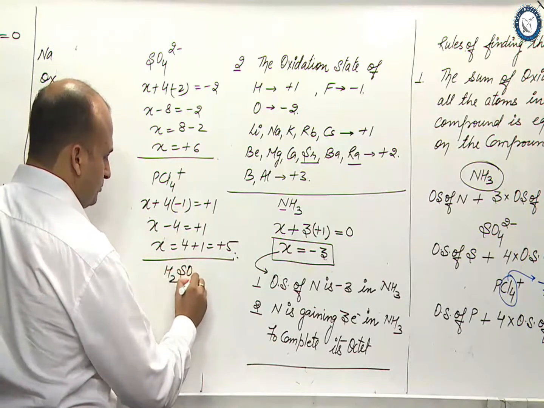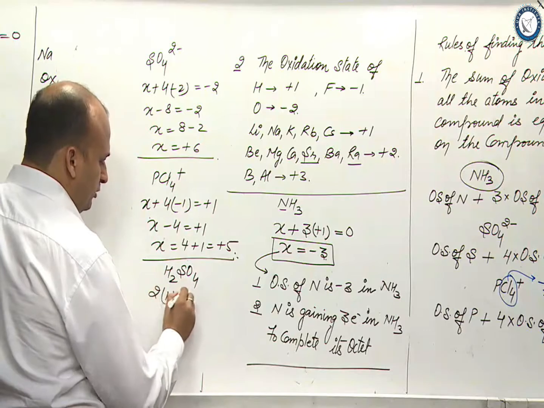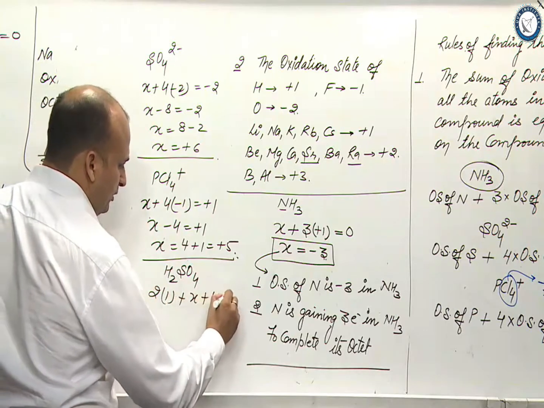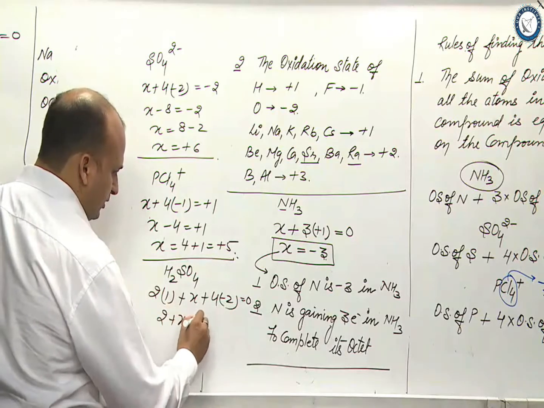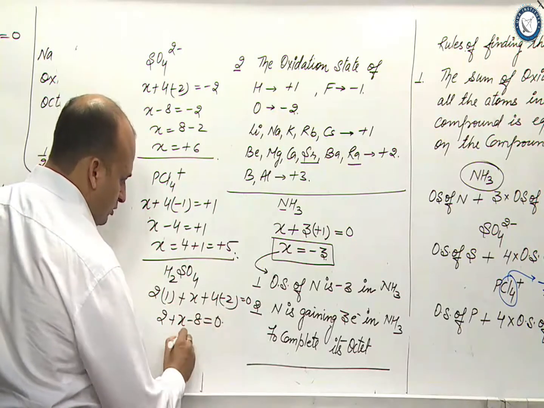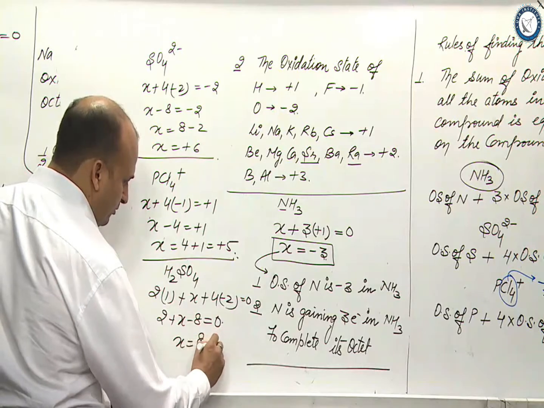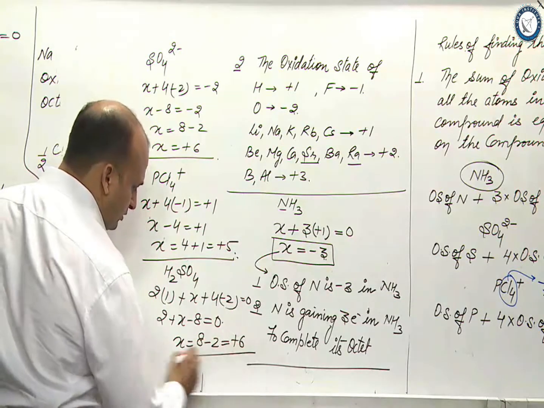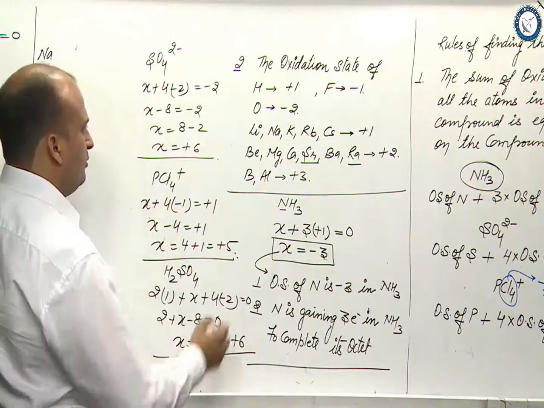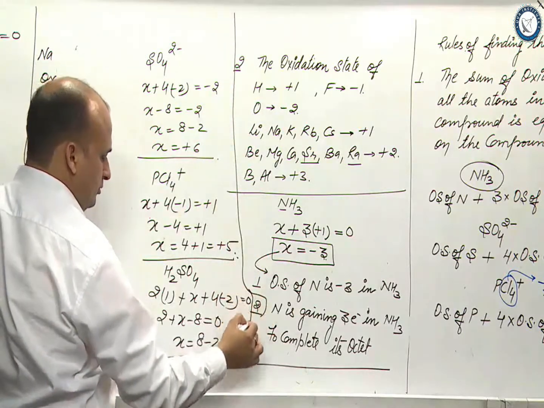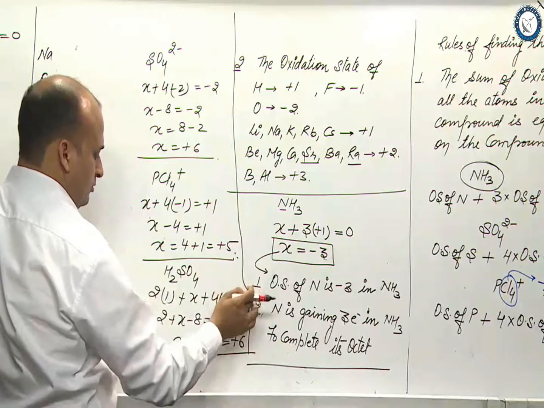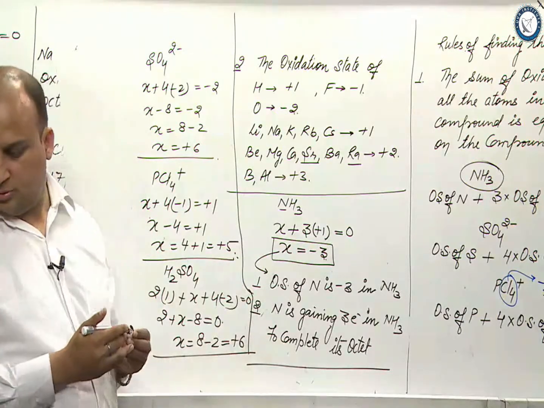H2SO4, 2 into 1 plus X plus 4 into minus 2 is equal to 0. So 2 plus X minus 8 is equal to 0. X is equal to 8 minus 2 is equal to plus 6. Okay.